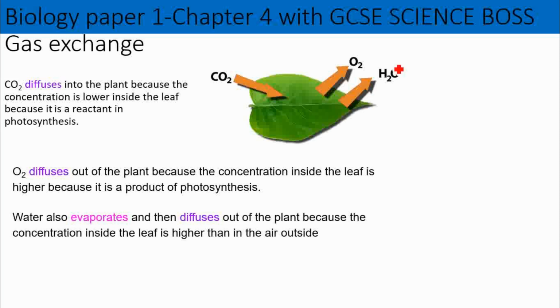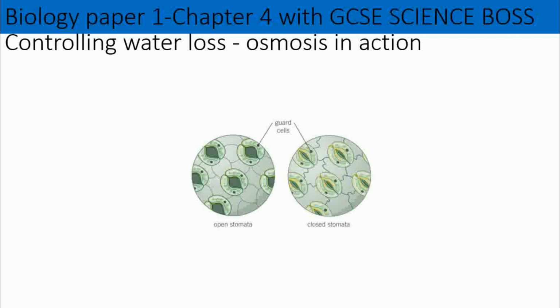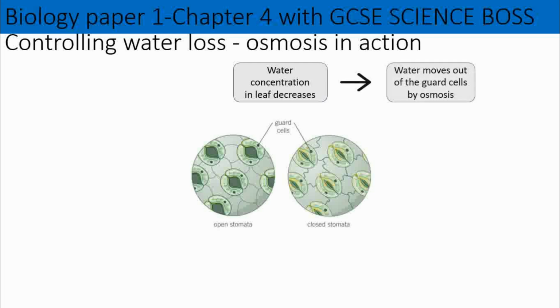However, the plant does not want to lose too much water. The plant needs to maintain this, because remember, water is one of the key reactants needed for photosynthesis. So the plant does not want to lose too much water. It maintains this through the opening and closing of the stomata. What happens is the water concentration in the leaf decreases, and when that happens, water moves out of the guard cells by osmosis.